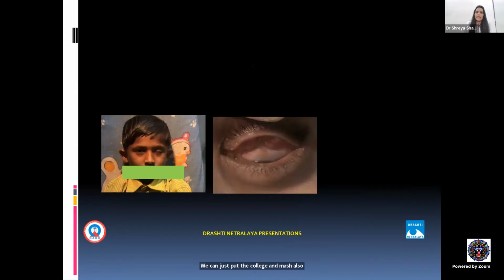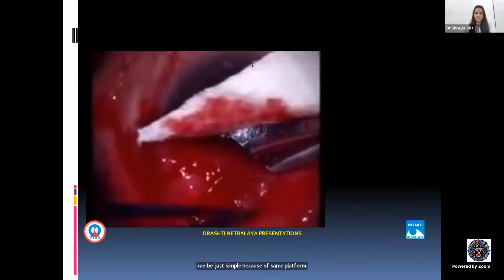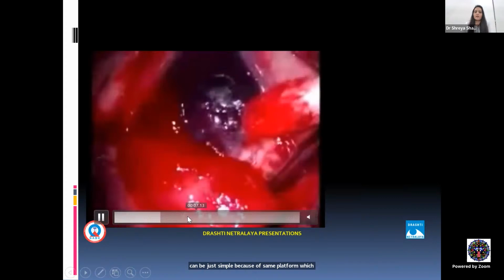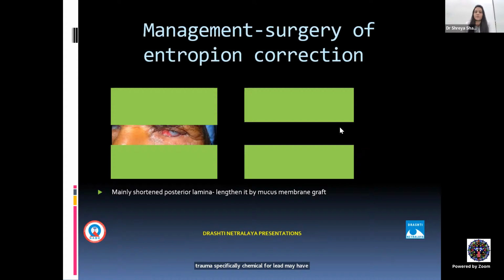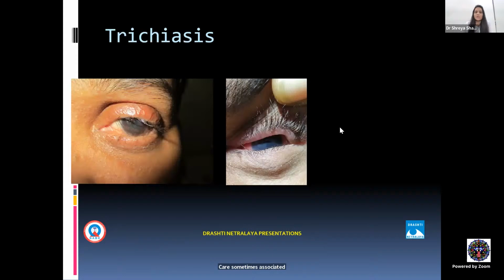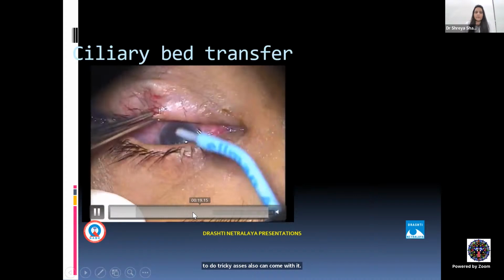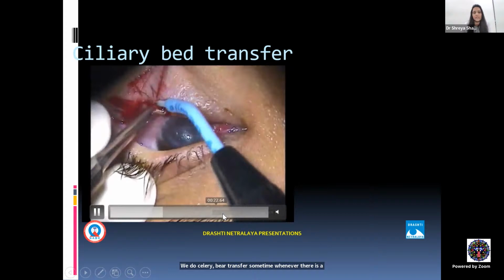Ptosis can be just simple because of symblepharon, which once you remove, a mucous membrane graft can work very well. You need to treat it later on. But whenever there is a reparative stage of the trauma, specifically chemical, the lid may have entropion. Usually this entropion will be a shortening of the posterior lamella, which needs to be taken care of. Sometimes associated anterior lamellar surgery you need to do. Trichiasis also can come with it. We do ciliary bed transfer. Sometimes whenever there is trichiasis, it is not available unless you find one single row of those lid lashes.